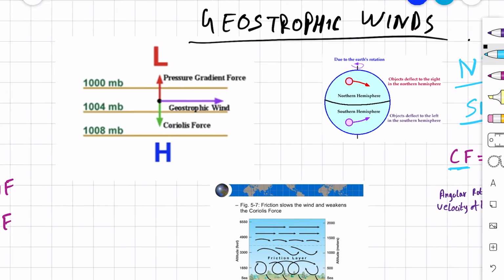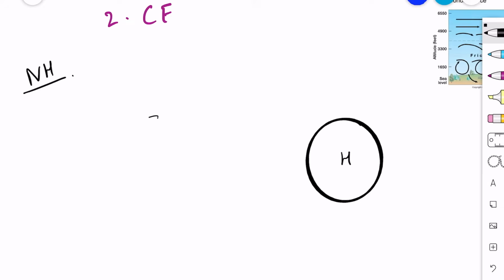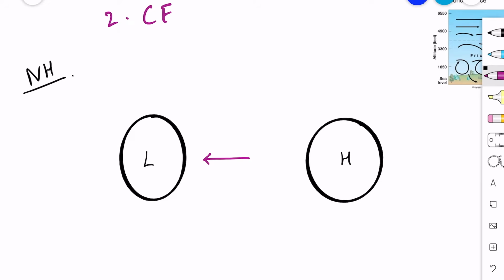Now I'll explain the geostrophic winds. So this is the northern hemisphere. There are two pressure systems. This one is a high pressure and this one is a low pressure. So we know that the pressure gradient force will be from high to low like this, and the Coriolis force will be like this because it's the northern hemisphere. The Coriolis force will be to the right. Now when the pressure gradient force and the Coriolis force are equal, a geostrophic wind will blow, and this wind will be in a straight line and parallel to the isobars.